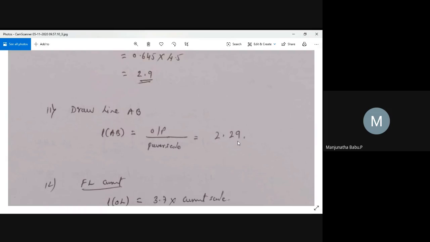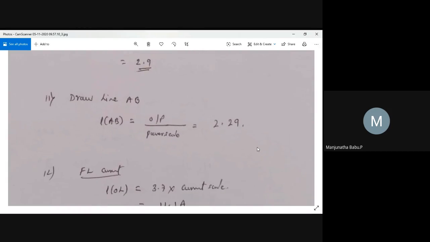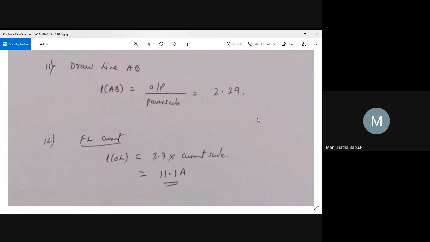Now draw a line from B up to the end of the circle according to the circle diagram. Once I draw that line, which is parallel to the output line, we will be locating a point as L. So now join OL. OL gives the full load line current. If I calculate, the OL is 3.7 into the power scale, that is into 3. So the full load current will be equal to 11.1 amps.